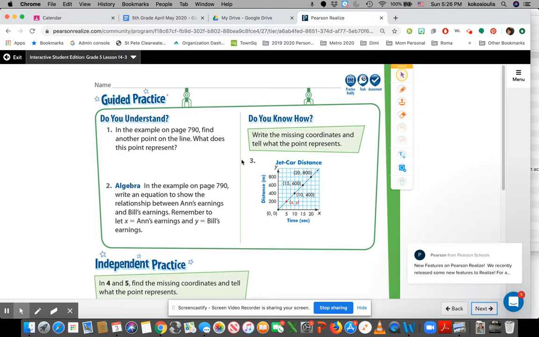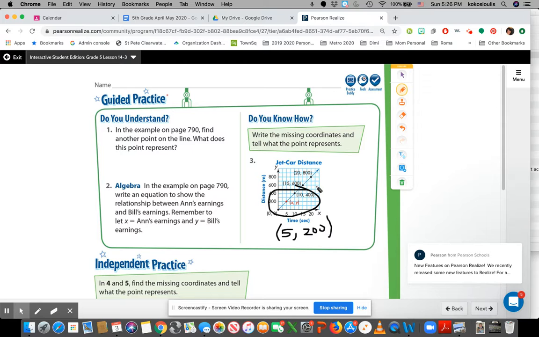Write the missing coordinates and tell what points it represents. Okay, so right away, we see that he's missing X and Y right here. Well, I could write that. I know that X here is 5, right? Because my X is 5 and my Y is 200. So I'm going to write my 200 here, and that's my ordered pair right there.